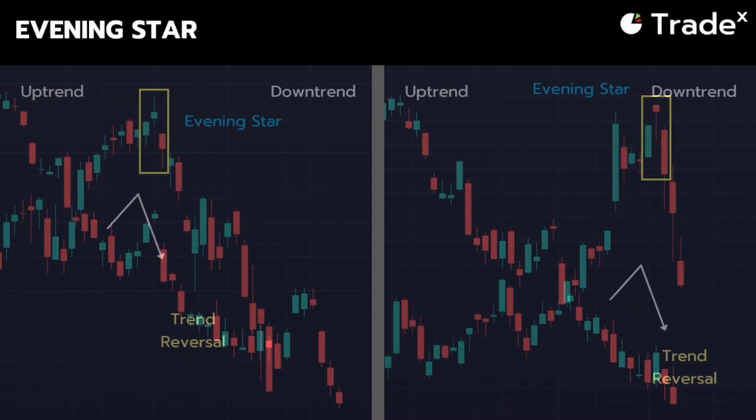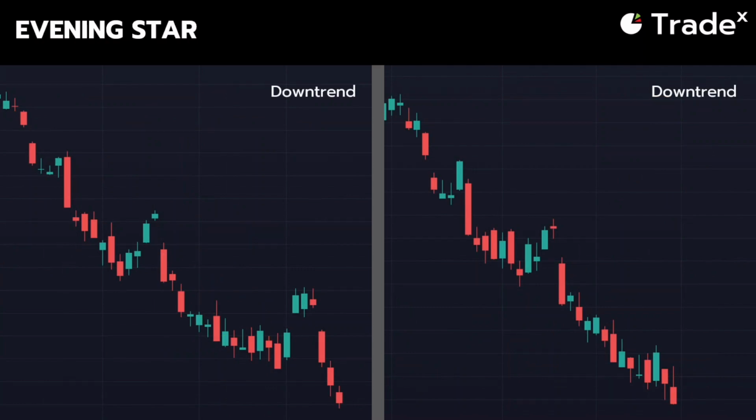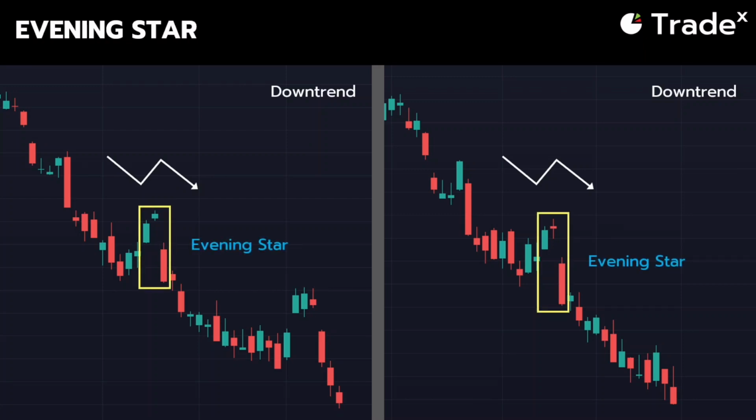In a downtrend, in contrast, the evening star can signify a temporary pullback before the downtrend resumes. The price initially falls, then experiences a brief upward correction, forming the evening star pattern. This pattern indicates that the pullback is ending and that the prevailing bearish trend is likely to continue. The appearance of the evening star reinforces the strength of the downtrend and suggests that sellers remain in control, leading to further declines in price.